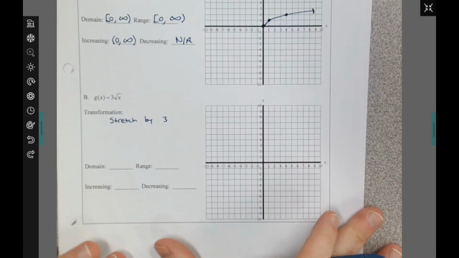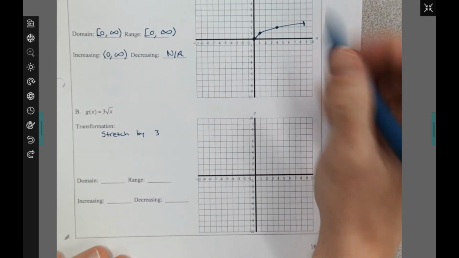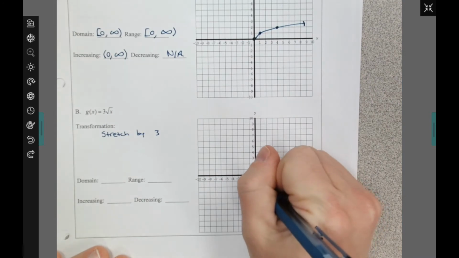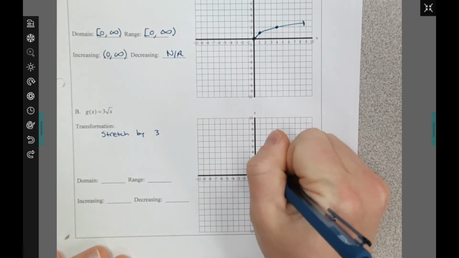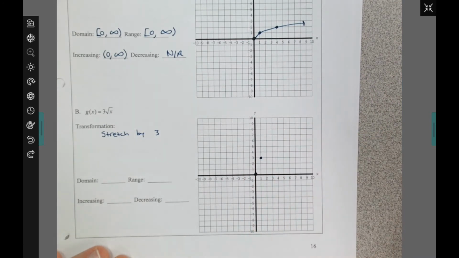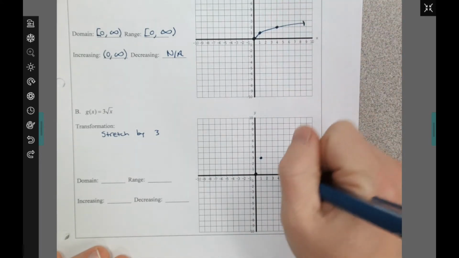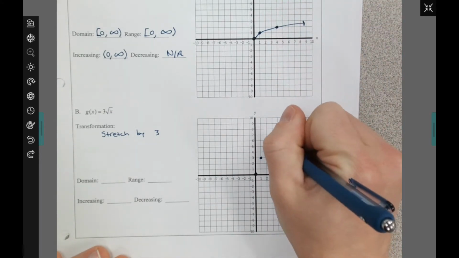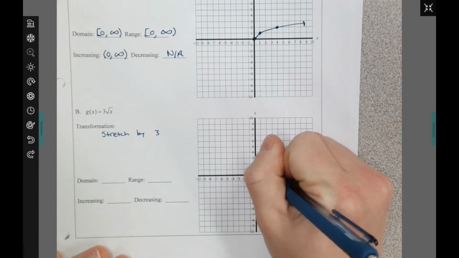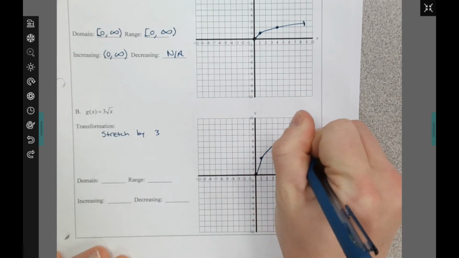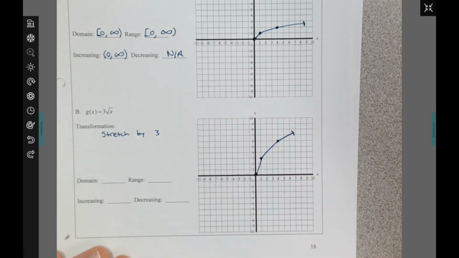So you could take all your points from the first one, just multiply them by 3. So 0 times 3 is 0. 1 times 3 is 3. And then we're at 2. 2 times 3 is 6. And there's our graph for 3 square roots of x.